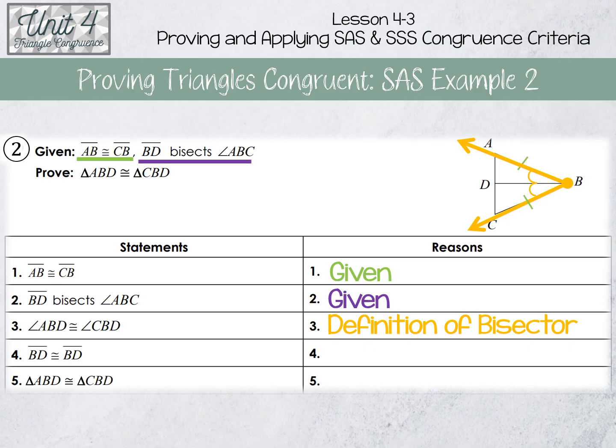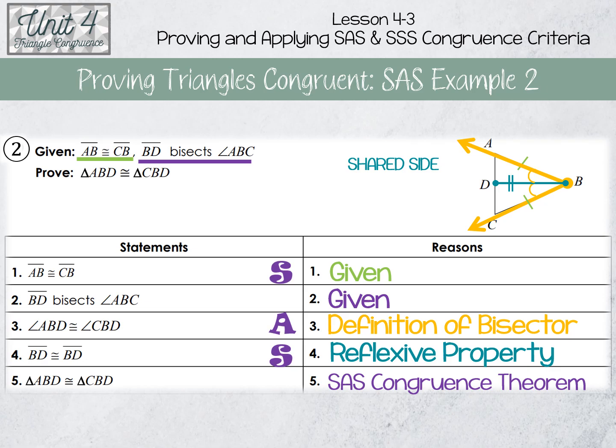Okay, angle ABD is congruent to angle CBD. Segment BD is congruent to segment BD. We should see in the picture. It's a shared side. That's reflexive property. And we have an angle snuggled in between two pairs of congruent sides. So that is SAS congruence theorem.